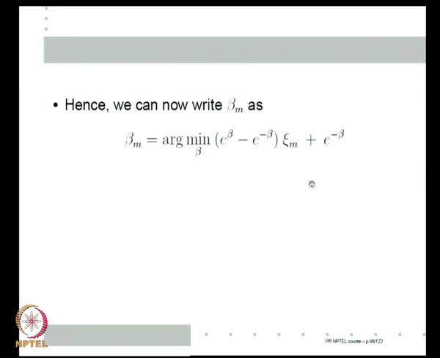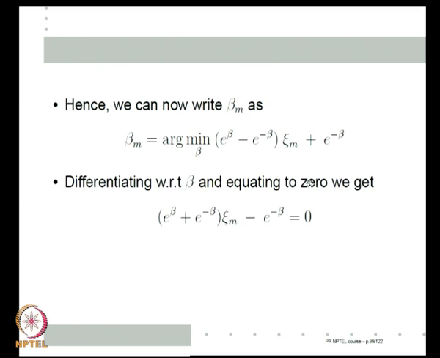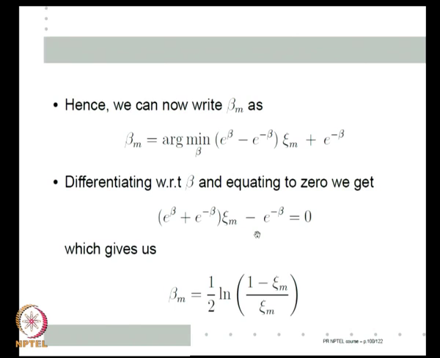Now, this is a very simple function of beta. Let us differentiate and equate to 0. If I differentiate and equate to 0, I get e power beta plus e power minus beta into J_m minus e power minus beta is equal to 0. You solve for beta. So, that gives you the optimal beta m as half ln of (1 minus J_m) by J_m. I hope all of you still remember ln of (1 minus J_m) by J_m from the AdaBoost algorithm, that is alpha m. That is the vote that the mth classifier has in the final classifier ensemble.